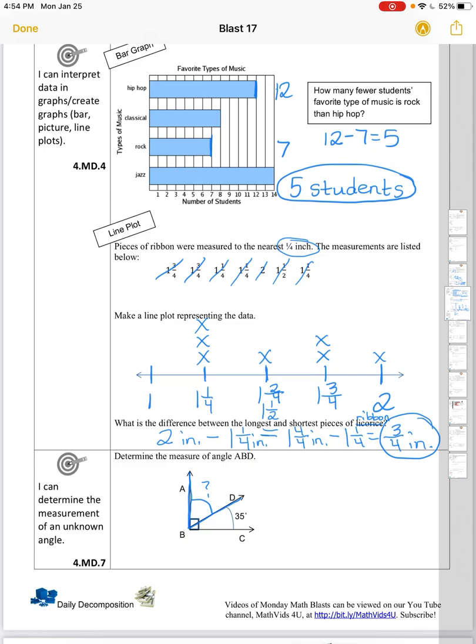Now we know the whole angle ABC is equal to 90 degrees. It's a right angle. So let's take that 90 degrees and subtract what we're already given. Angle CBD is 35 degrees. And that would tell us what's left for angle ABD, which is what we're trying to figure out. So 90 minus 35 is 55 degrees. Angle ABD must be 55 degrees.